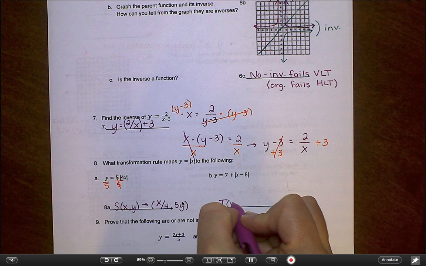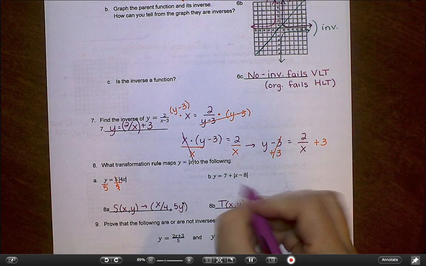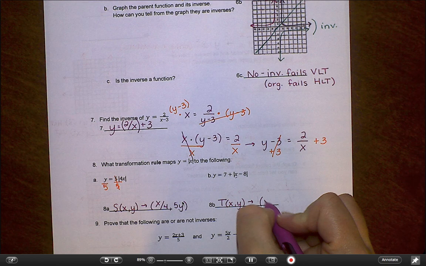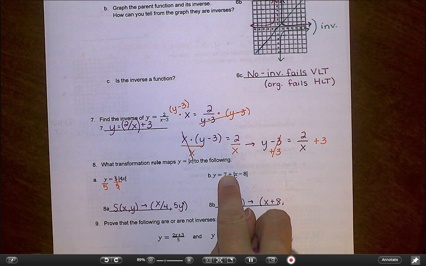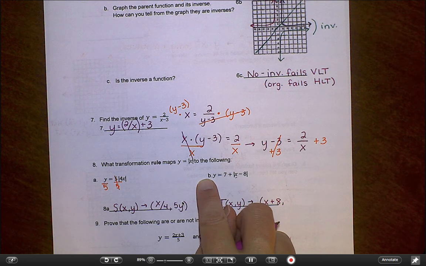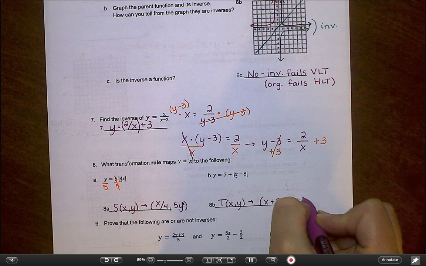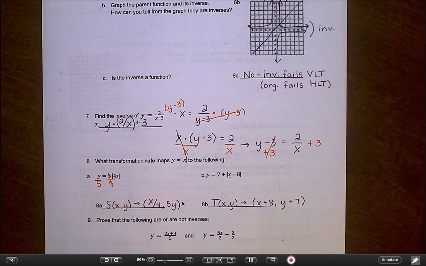So T of x, y maps to, and let's see, the x is subtracting 8. So in my rule, I would say that we're adding 8. And then the y, if you picture the 7 going back over with the y where it belongs, it would be a minus over there. So we're going to write it in here as a plus. Okay? And that's it. Those are my transformations.